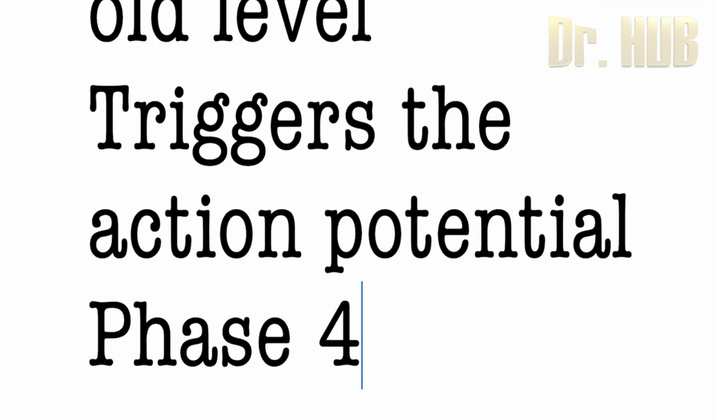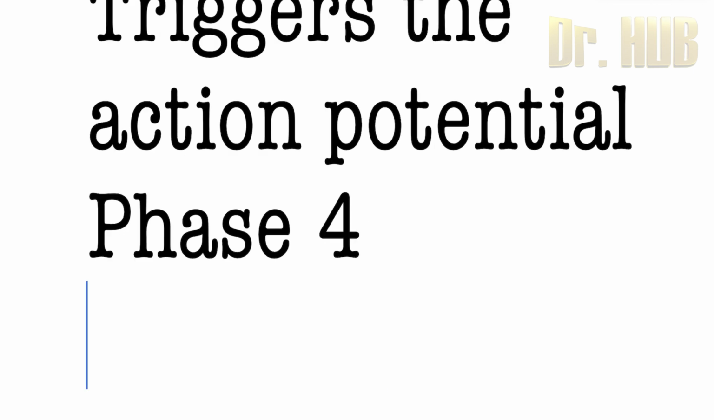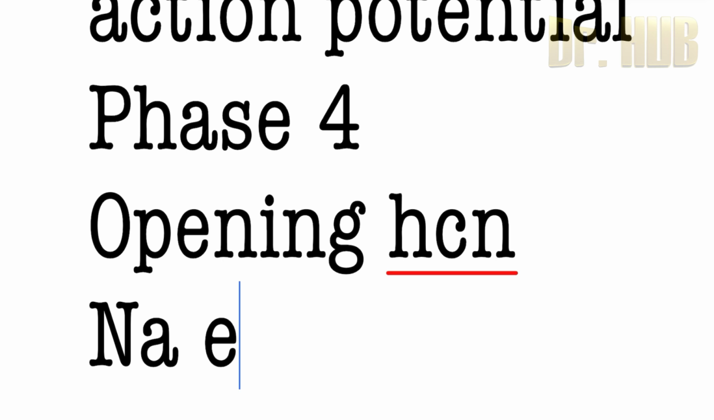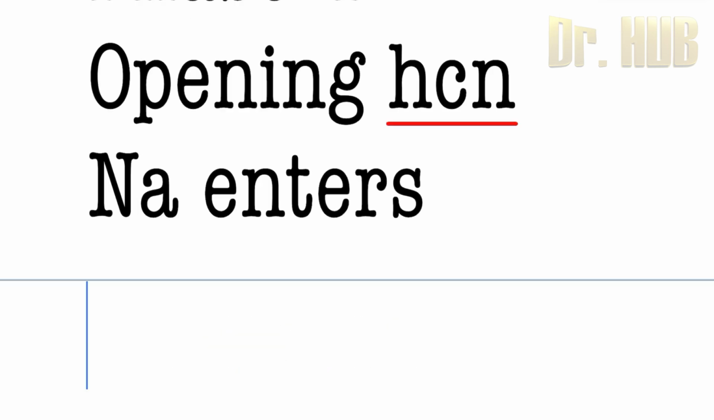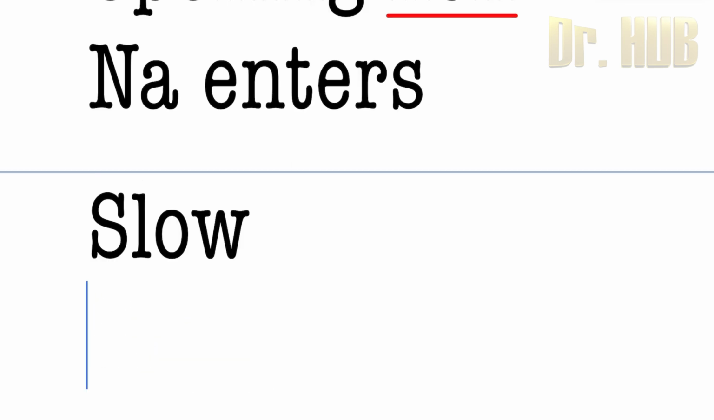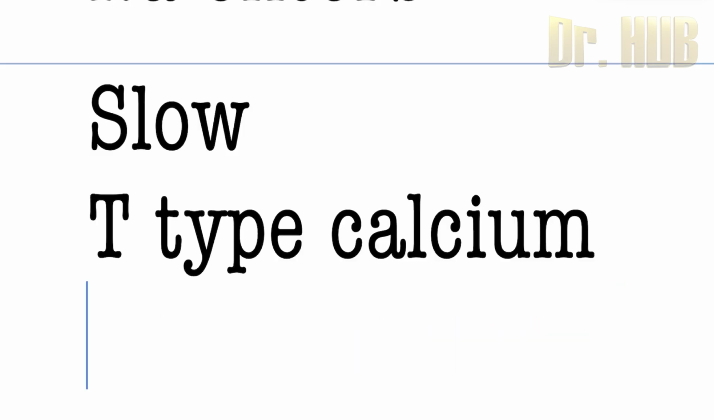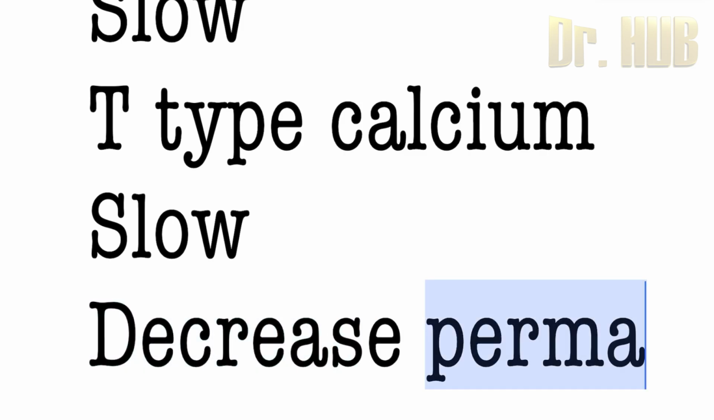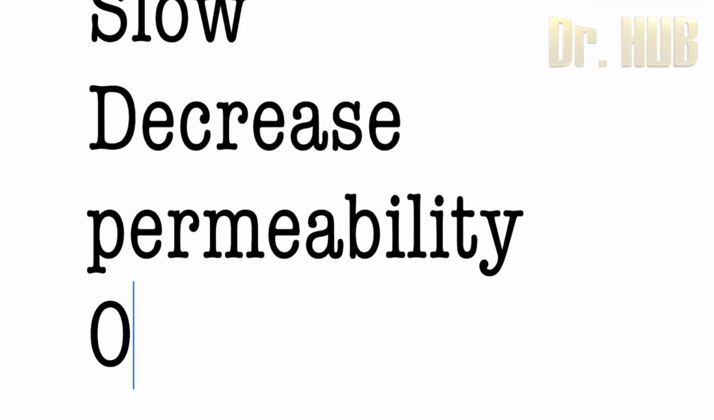So there is something known as phase 4. Phase 4 is the opening of the HCN, the sodium entry channel, and this is slow. Next comes the opening of the T-type calcium channel, which is again slow. Then comes the decreased permeability of the K plus.